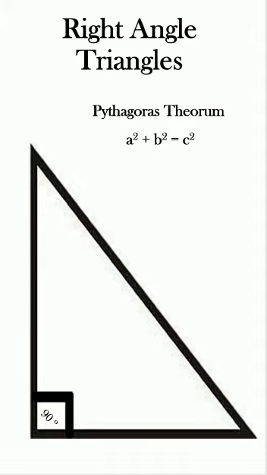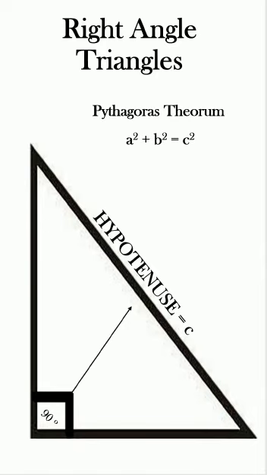Now we have to label our triangle in terms of a, b, and c. We'll first look at the hypotenuse. The hypotenuse is the longest side of a right angle triangle, and it's always opposite the 90-degree angle. So we label that c. Then we'll move on to name the other 2 sides of our triangle, a and b.